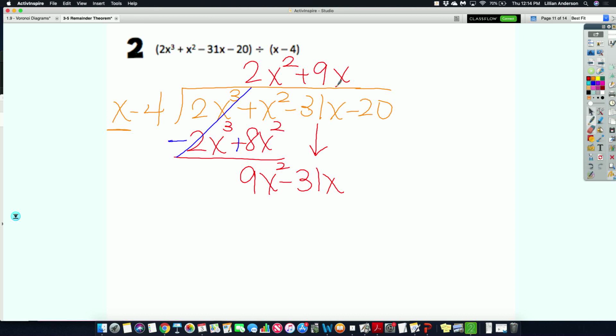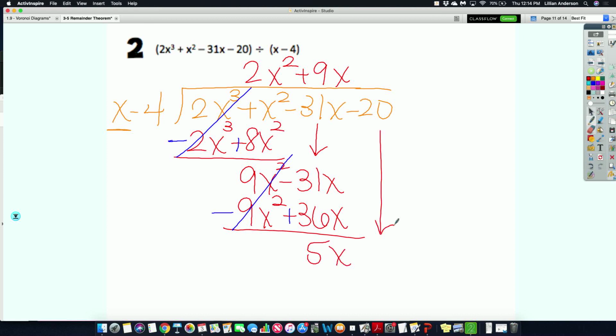9x times x? 9x squared. 9x times a negative 4? What do I need to do? Change the sign. So this becomes a negative, and this becomes a positive, these cancel. Negative 31x plus 36x is a 5x. Then I bring down the next term, which is a minus 20.